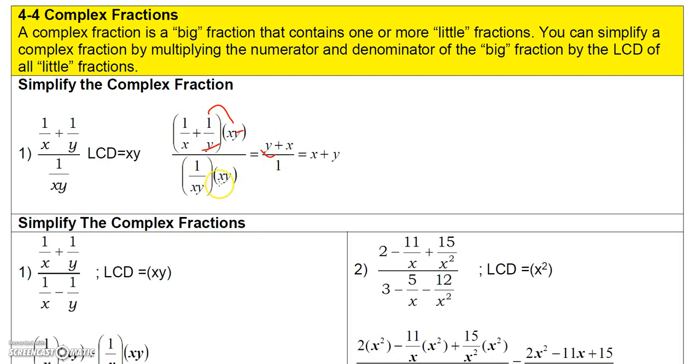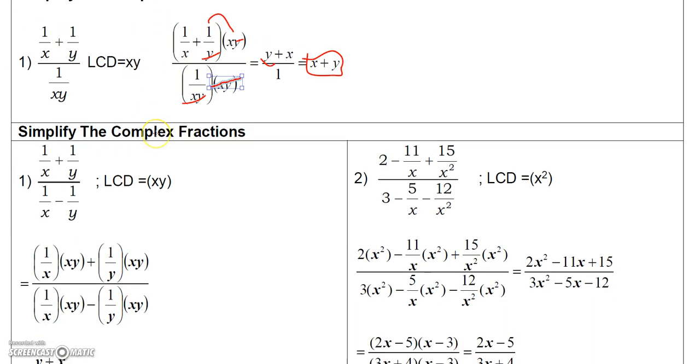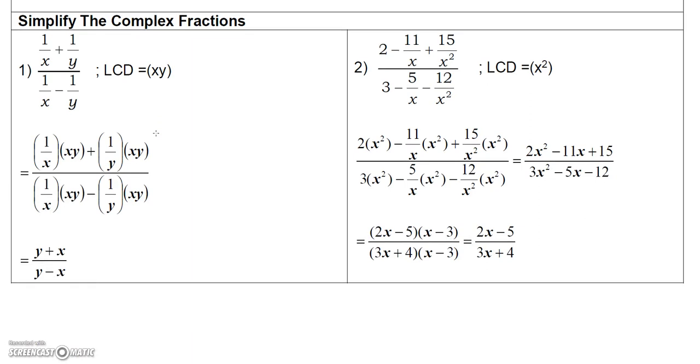Now in the denominator of the big fraction, we're going to take xy times 1 over xy, and in that case, the xy's will cancel, and you just get 1. So in the denominator, we get 1. So in the numerator, we get y plus x. Well, I'll just write that as x plus y all over 1, and x plus y divided by 1 is simply x plus y. So anyway, that's the general idea. Let's do a couple more examples here.